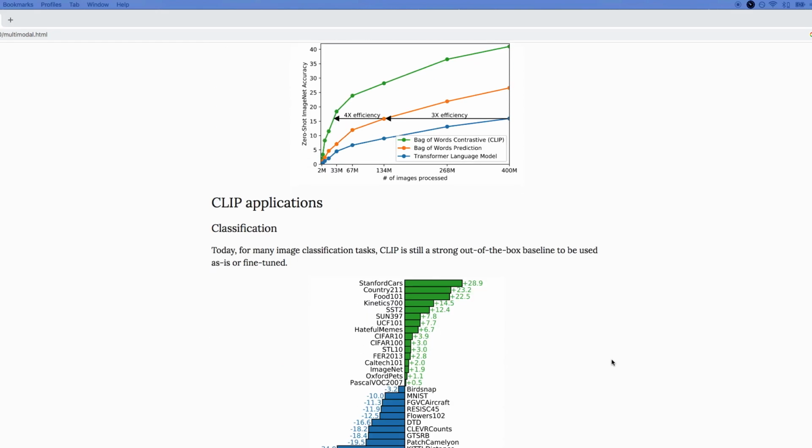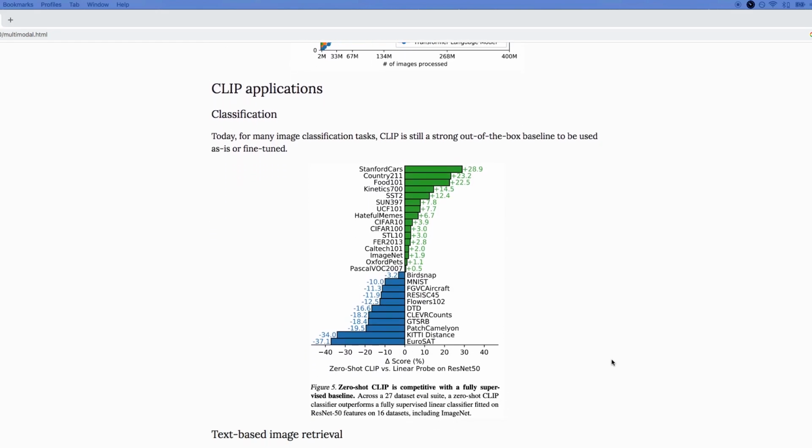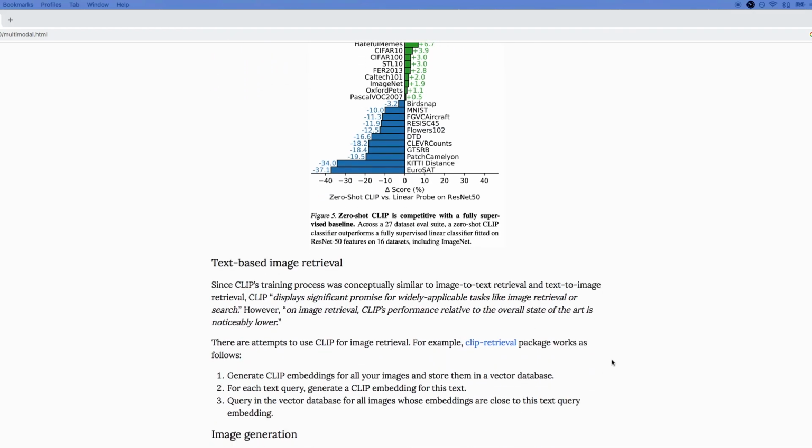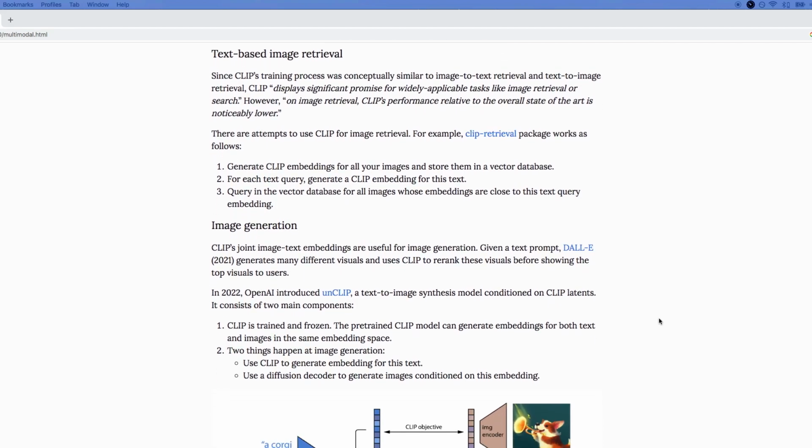CLIP applications, classification. Today, for many image classification tasks, CLIP is still a strong out-of-the-box baseline to be used as is or fine-tuned. Text-based image retrieval. Since CLIP's training process was conceptually similar to image-to-text retrieval and text-to-image retrieval, CLIP displays significant promise for widely applicable tasks like image retrieval or search. However, on image retrieval, CLIP's performance relative to the overall state-of-the-art is noticeably lower.